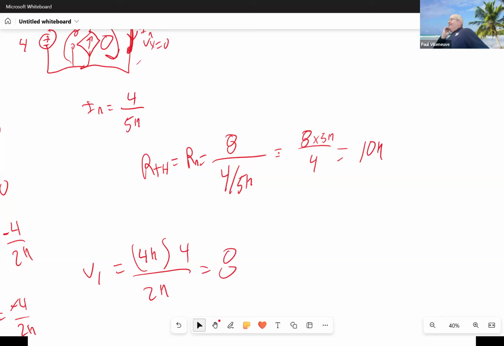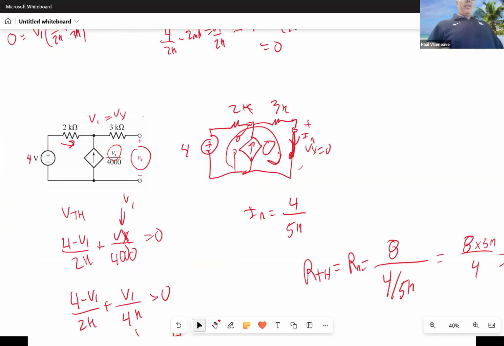So how does the dependent source affect the R Thevenin? How are you going to calculate R Thevenin by doing series parallel combinations when you can't turn it off? If you tried to turn it off, right? Here's our original circuit. 2K, we can replace that with a short circuit. This is 3K. What do we replace the dependent source with? By turning it off. You can't turn it off. You can't replace it with an open.